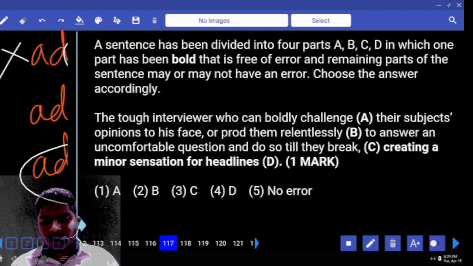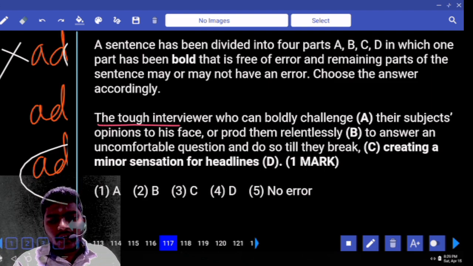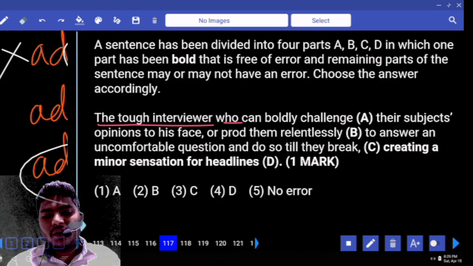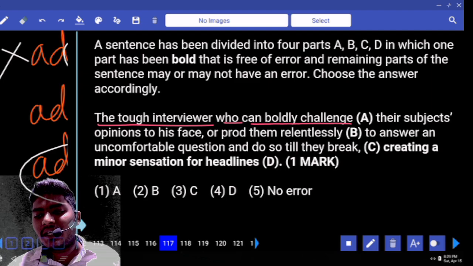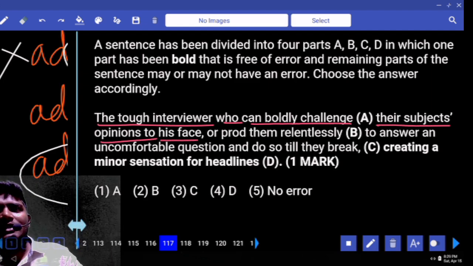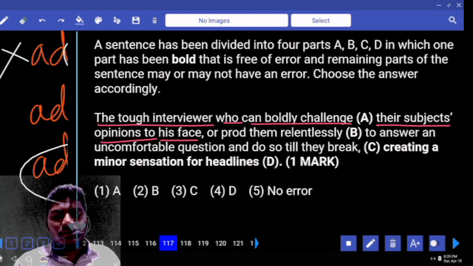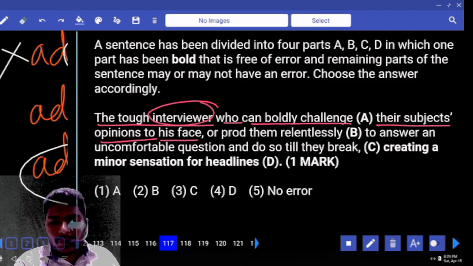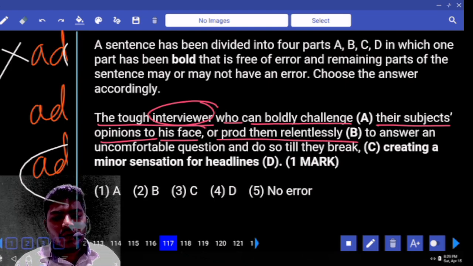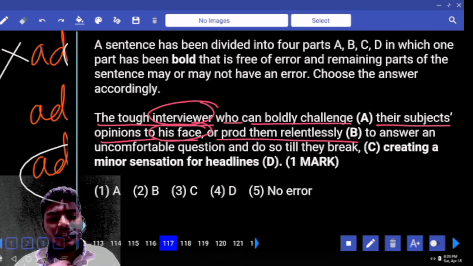Okay. Now, first of all, the tough interviewer, singular or plural? This fellow who can boldly challenge their subject's opinions to his face. Tell me your answer. Interviewer is singular or plural? Singular. Prod them relentlessly అన్నారు ఇక్కడ. Now look at this combination. Opinions to his face అన్నారు.